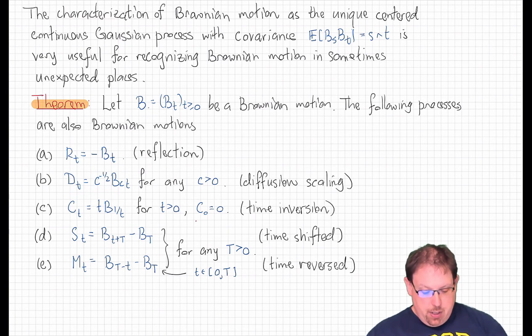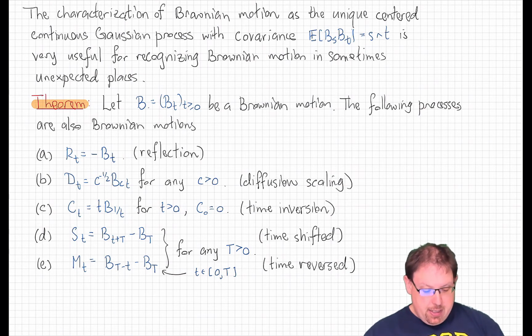Here is the most controversial and also most useful example in the bunch, time inversion. If you take Brownian motion at 1/t and scale up by t, then this is also a Brownian motion. Note, this isn't even defined at t equals 0, so there we define it to be 0. All of these are standard Brownian motions, which are 0 at 0.